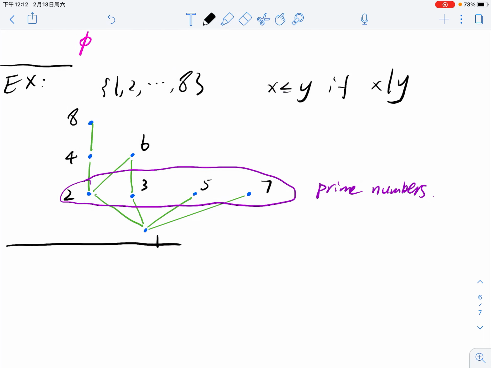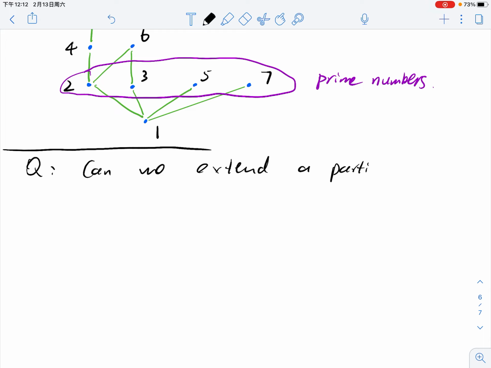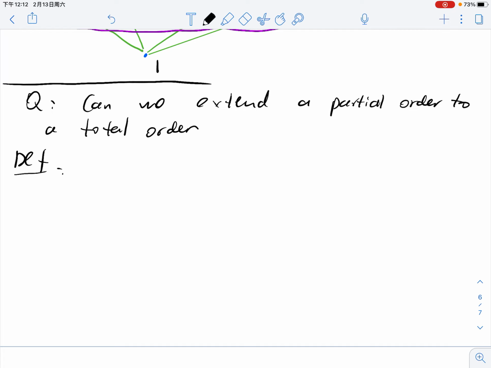Okay, next. Then we are going to study the question of how to embed a partial order into a total order. So can we extend a partial order to a total order? What does extending or extension mean?